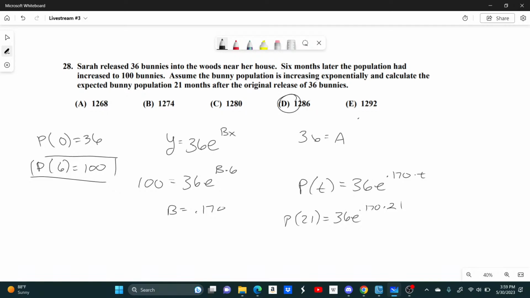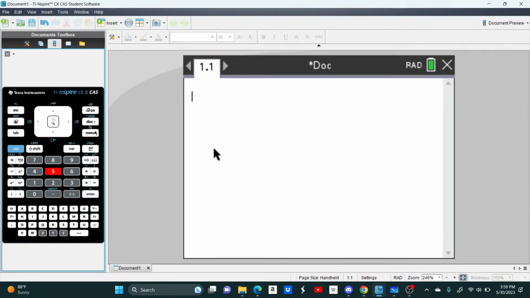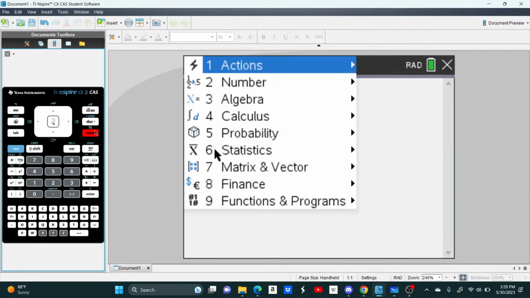There's also a way of doing this. For those of you that have an Inspire, it's a little bit faster. I'll go ahead and show it just because. If you have this calculator, you might as well try to be fast. You only have 40 minutes for 60 questions, so you want to save time wherever you can.